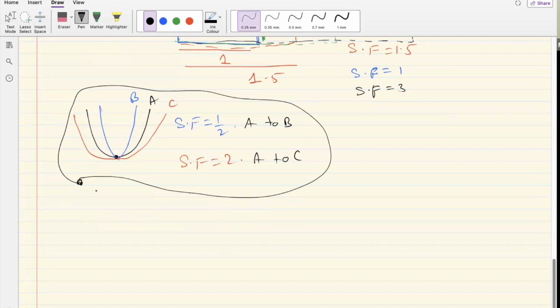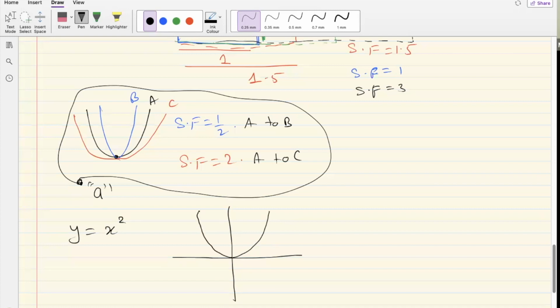Now whatever this is, it has to do with a. For example, y is equal to x squared. I can say the graph of y is equal to x squared would look like this. A new graph, y is equal to 2x squared, will look like this. Do you agree? Yes.